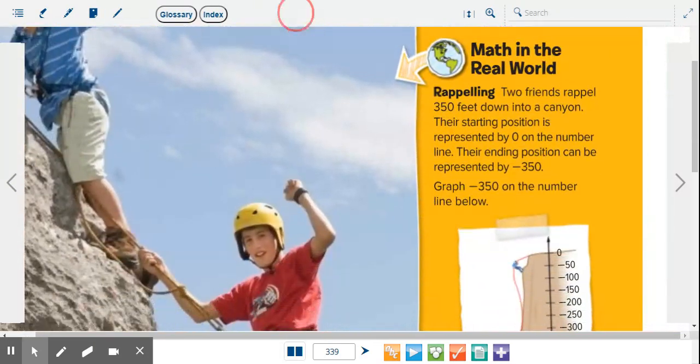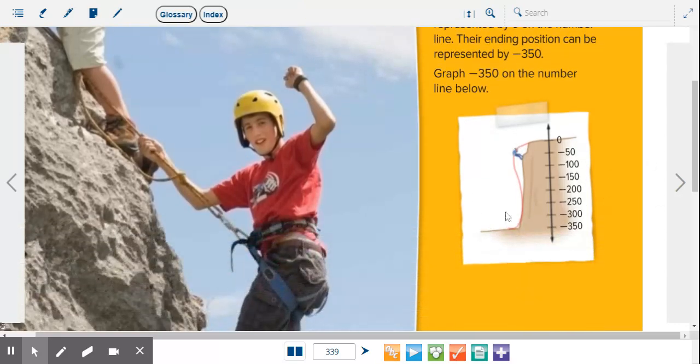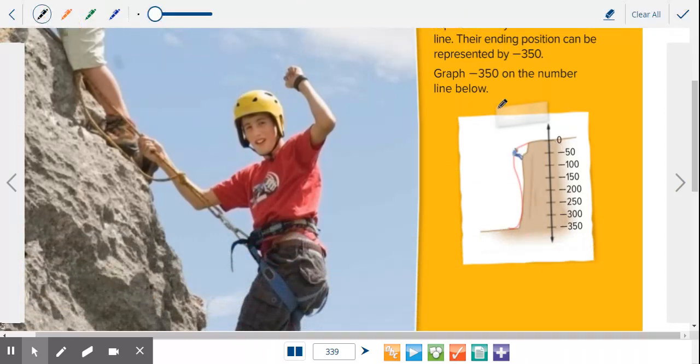So down here, it says math in the real world. Two friends rappel 300 feet down into a canyon. Their starting position is represented by 0 on the number line. Their ending position can be represented by negative 350. It says graph negative 350 on the number line. So here's our number line. There's 0. That's where they started. They're going down. Okay, so on a number line like this, you literally just put a dot right where the number's at. So that's how you do a number line, with positive and negative numbers. All right?